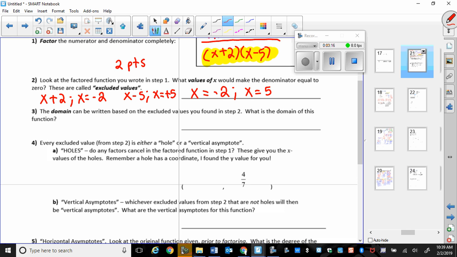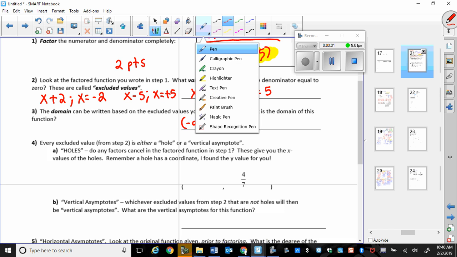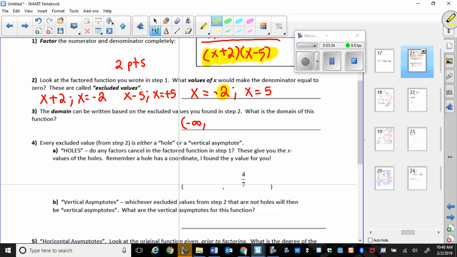Now, what is the domain based on those excluded values? So the domain can be written based on the excluded values that you found in step 2. What is the domain of this function? It's going to be negative infinity over to my first excluded value. All right. So first excluded value is negative 2. Then I create a union. Because there's 2, I have to do the x values from one excluded value to the other. So negative 2 over to 5, union. Then 5 over to positive infinity.